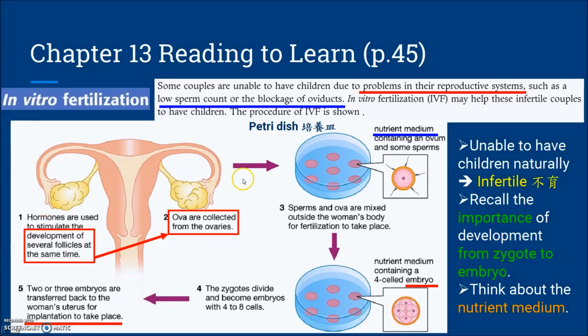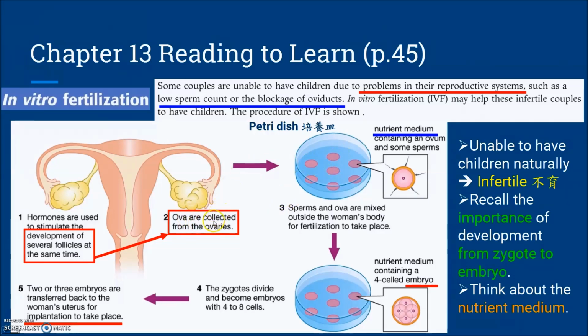The procedure, or the flow chart, is that hormones are used to stimulate the development of several follicles at the same time. So remember, several follicles, not only one, not only two, at the same time, in order to collect eggs from the ovaries directly. We are not just going to collect 1 egg or 2 eggs, but several eggs. But what is the reason behind that? You need to know it.